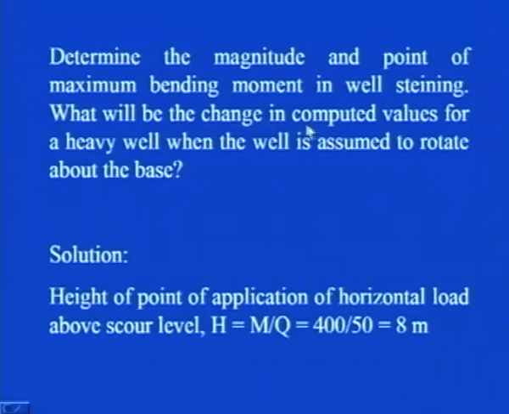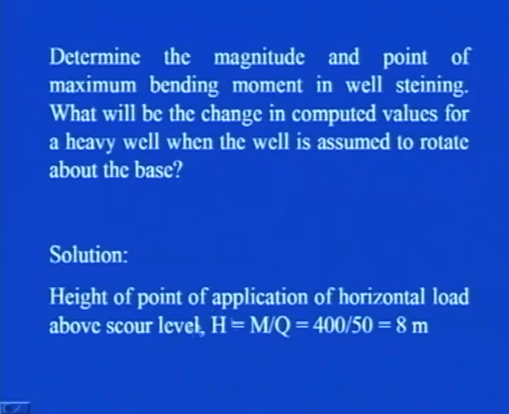What will be the change in computed values for a heavy well when the well is assumed to rotate about the base? So, there are two cases that we need to consider. One is when the well is considered as a light well, then as I discussed with you, the point of rotation will be a little above the base of the well. However, if you consider the well to be a heavy well, then the point of rotation will be at the base. So, we will be able to see the difference in these two cases while solving this particular example. Let us now have a look at the solution procedure.